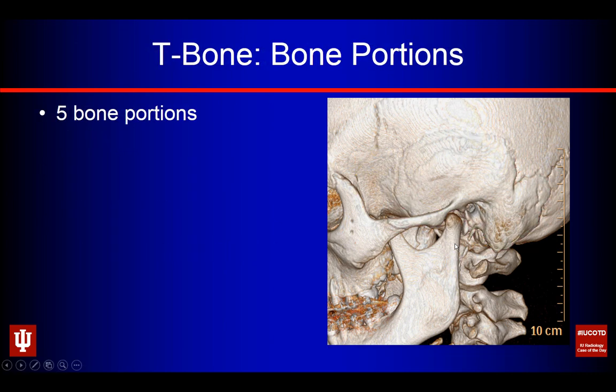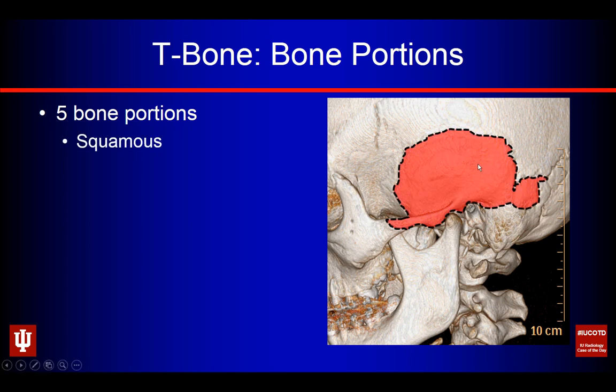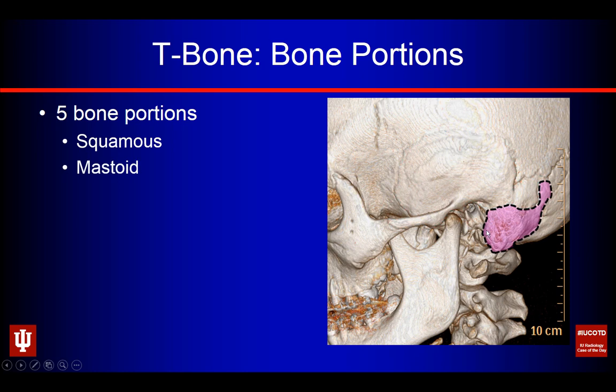But the temporal bone is broken up into 5 distinct portions or segments. So shaded here in this reddish color is the squamosal portion or the squamous portion. There's a mastoid segment in pink. We have a petrous portion that we can't see laterally. This is sort of the internalized component. We'll talk more about that in a minute.